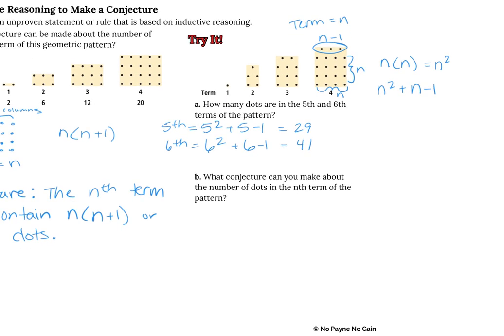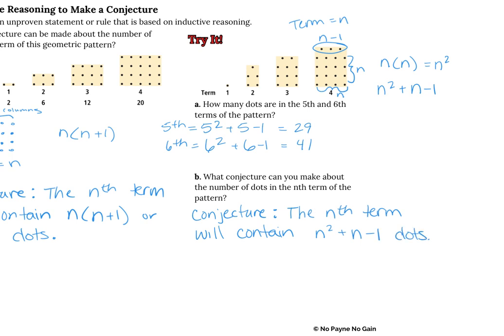What conjecture can you make about the number of dots in the nth term of this pattern? Okay, well, we've already come up with that conjecture. We wrote it up above. So our conjecture is that the nth term will contain n squared plus n minus 1 number of dots.